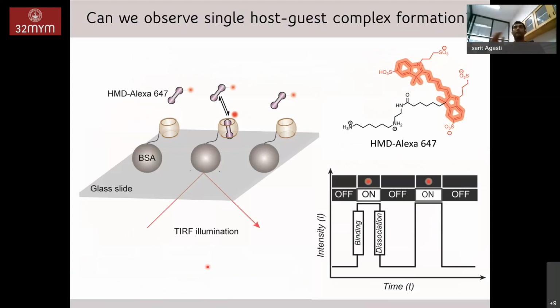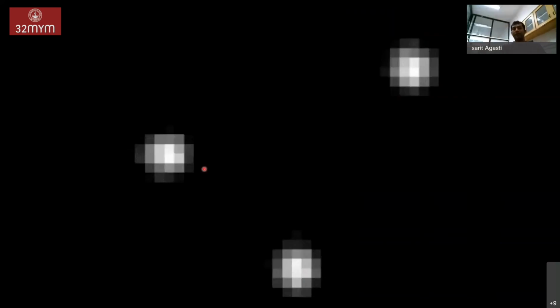So essentially what you will be able to see, if you are looking at a single host-guest complex, is the appearance of a signal or an event which will give you spots in your microscope. However, when this molecule dissociates, you will see the signal disappear. However, this signal will reappear again if this molecule again binds to the same spots, right? So that's called the dynamic equilibrium that exists between host-guest complexes. And that's what essentially we have probed in our microscope.